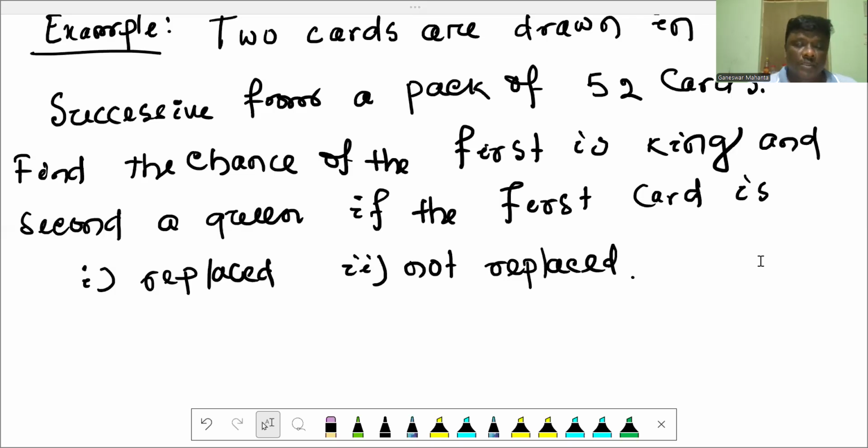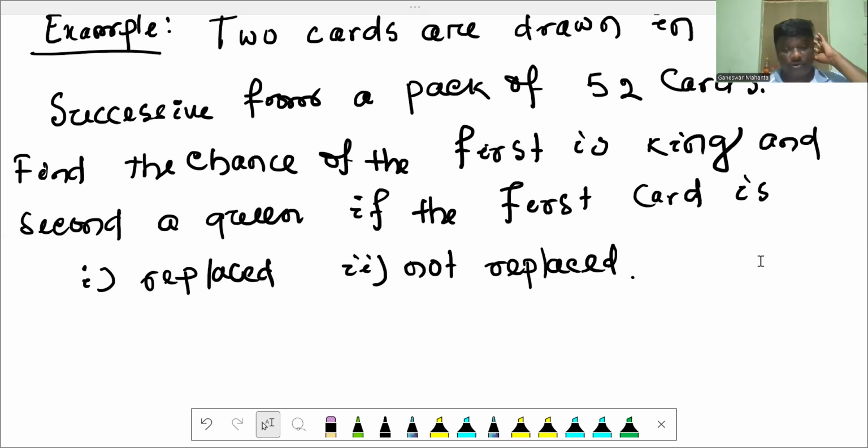Okay. Just an example here. Two cards are drawn in succession from a pack of 52 cards. Find the chance that the first is a king and the second is a queen if the first card is replaced. And second, I also show the case where it is not replaced.